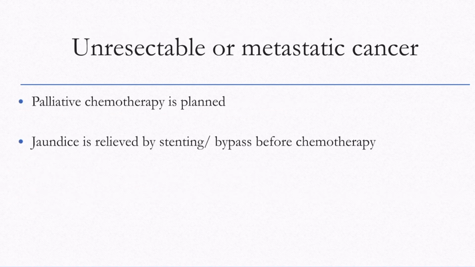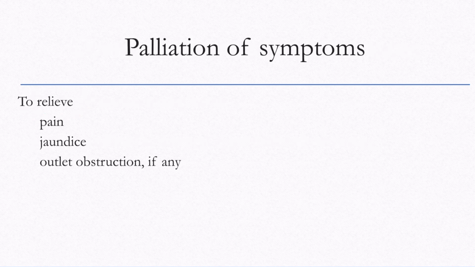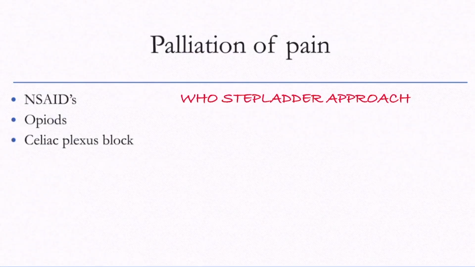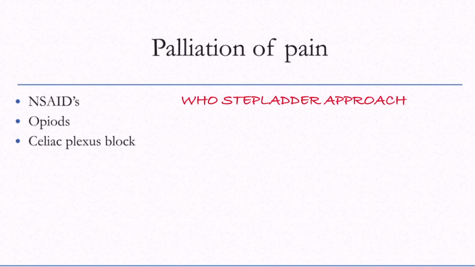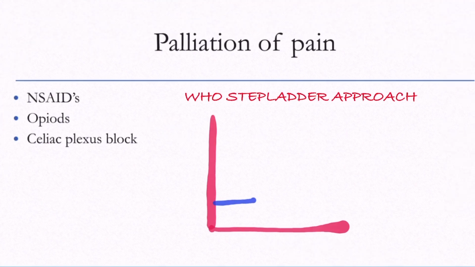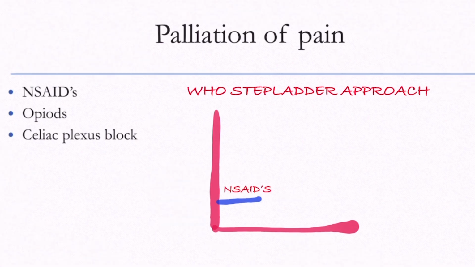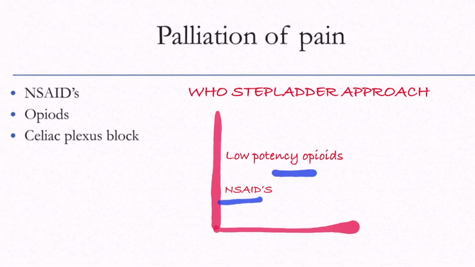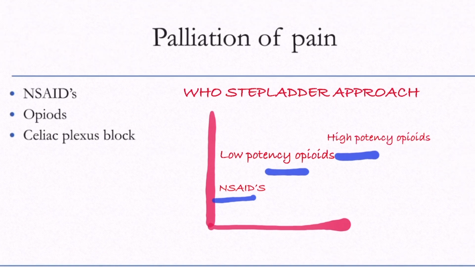Unresectable or metastatic cancer pancreas is given palliative treatment, which includes palliation of symptoms and palliative chemotherapy to keep check on tumor. Main symptoms to palliate are pain, jaundice and gastric outlet obstruction. Pain palliation is by using incremental dosage of painkillers starting with NSAIDs and then, as required, switching to low-potency opioids and then to high-potency opioids. This is WHO step-ladder approach. Resistant pain can also be relieved by celiac plexus block.